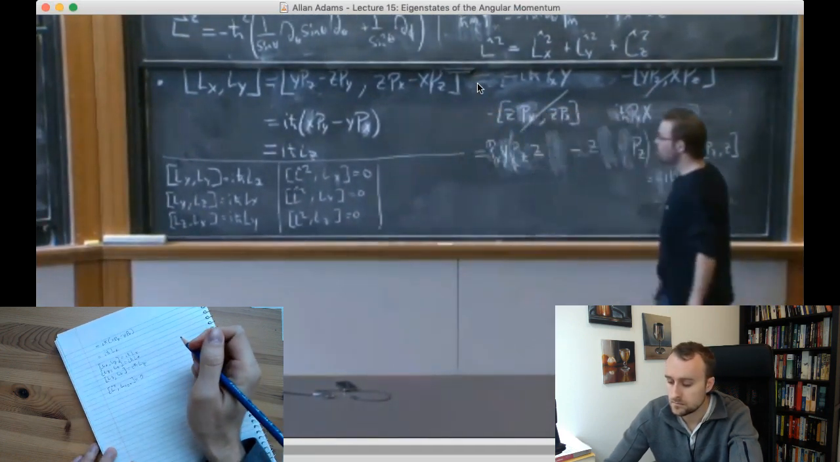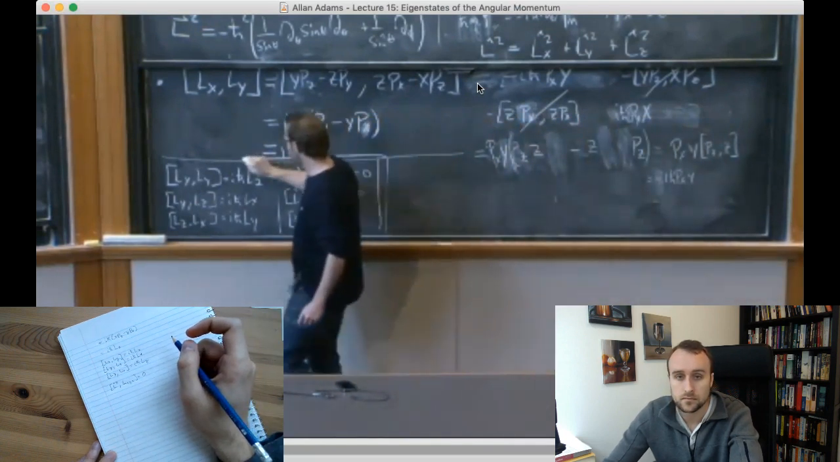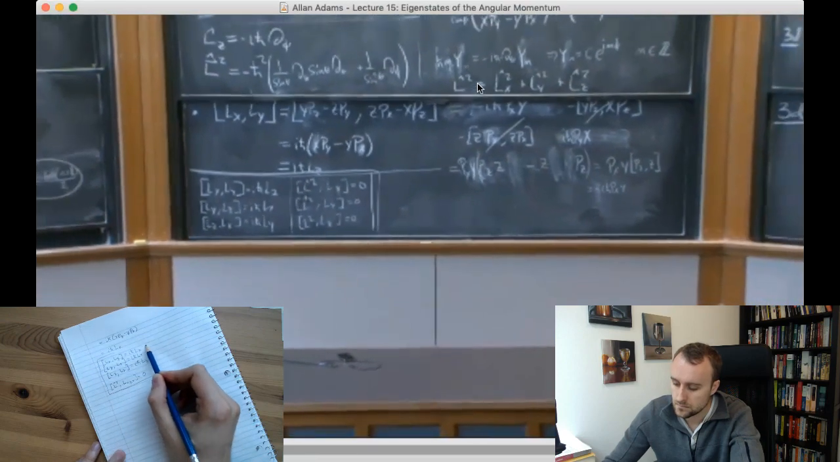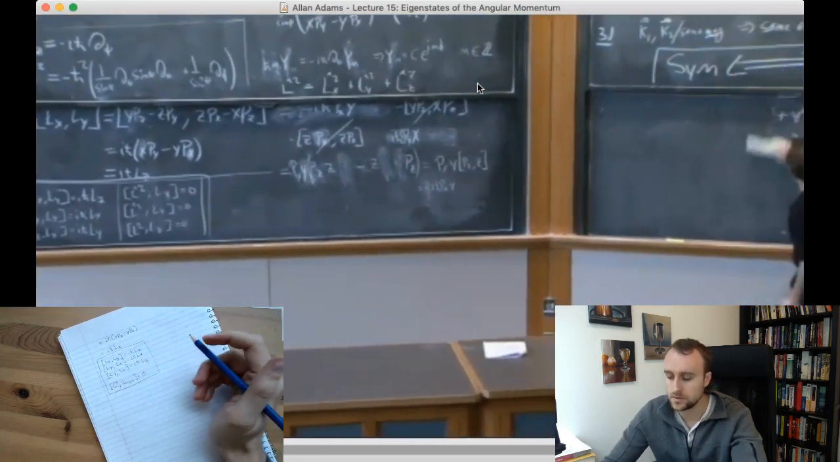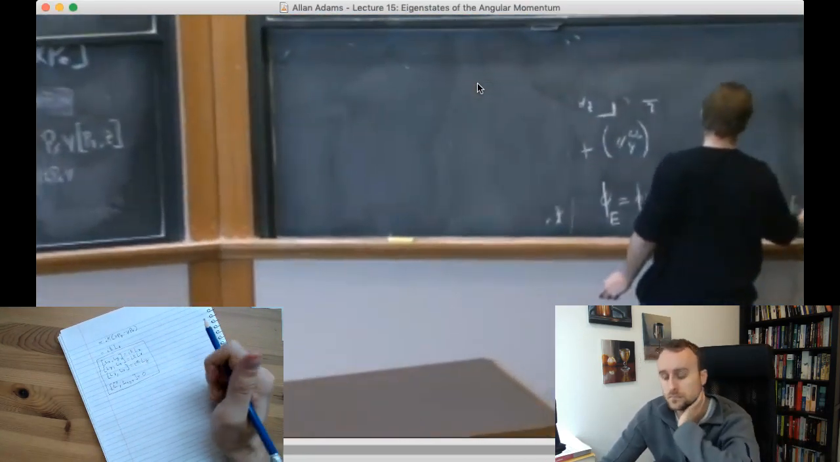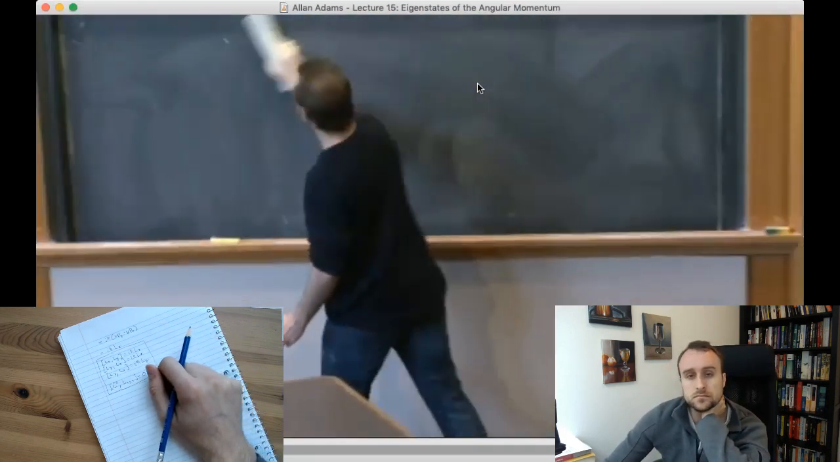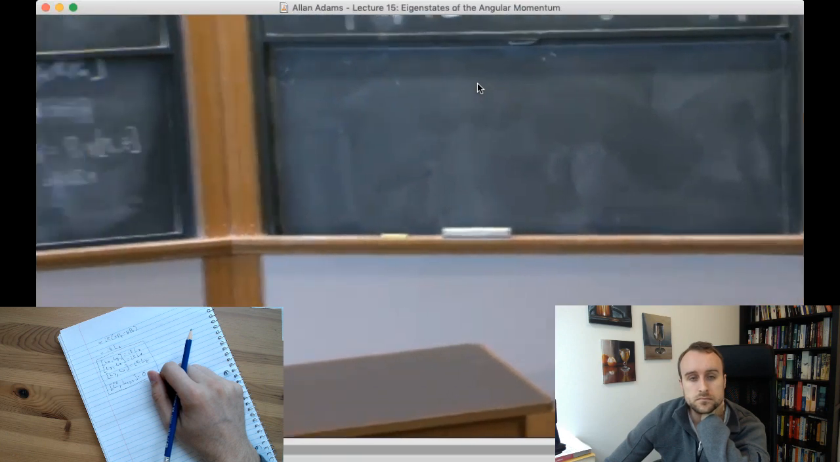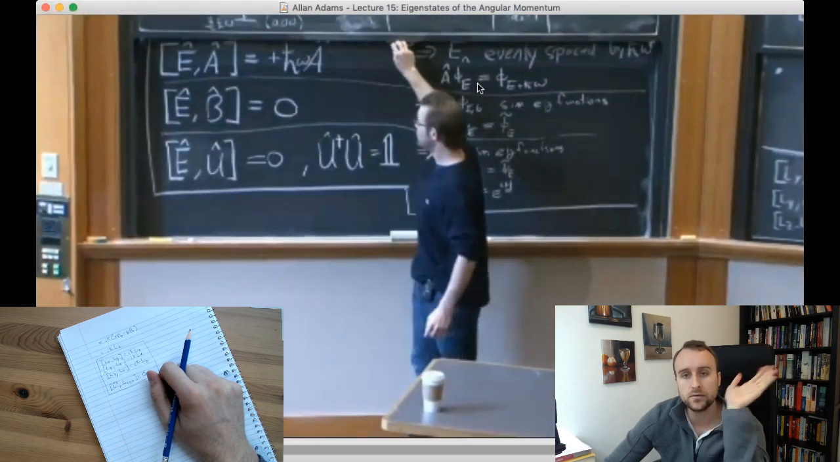And the thing is, we've just, I'm going to put big flags around this, we've just learned a tremendous amount about the eigenfunctions of the angular momentum operators. Why? So what have we just learned about the eigenfunctions of the angular momentum operators Lx, Ly, Lz, and L squared? Anyone? We just learned something totally awesome about them.